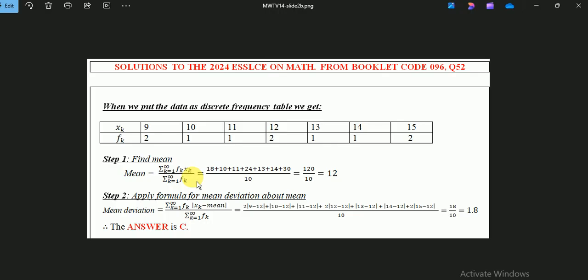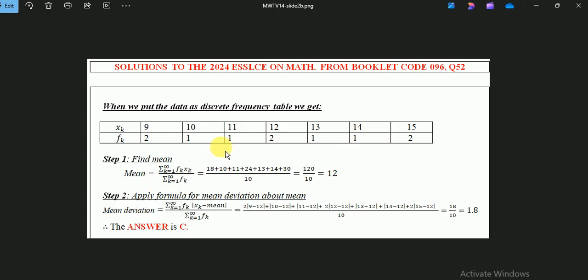Anyway, when we apply the formula, it becomes fk times xk, meaning frequency times value. 2 times 9 is 18. In the same manner, we have 10, 11, 24, 13, 1 times 13, 1 times 14 is 14, 2 times 15 is 30. So the numerator becomes 120 when we add these numbers. And the denominator is the number of observations, the summation of frequencies: 2 plus 1 is 3, plus 1 is 4, plus 2 is 6, plus 2 is 8, plus 2 is 10. So the denominator is 10, the numerator is 120. When we simplify this, we get 12. So this is the mean of this data.